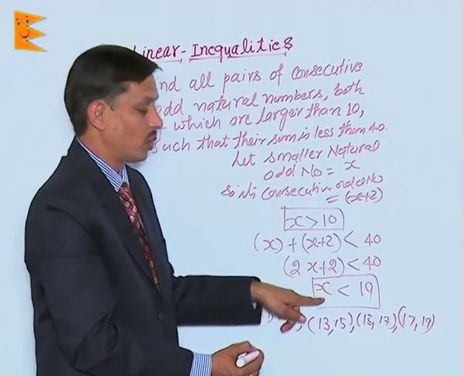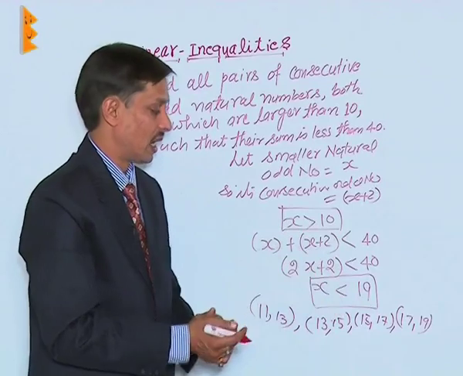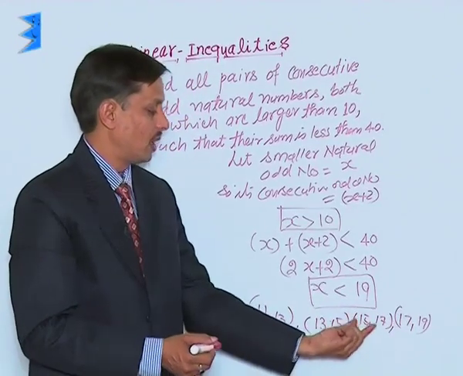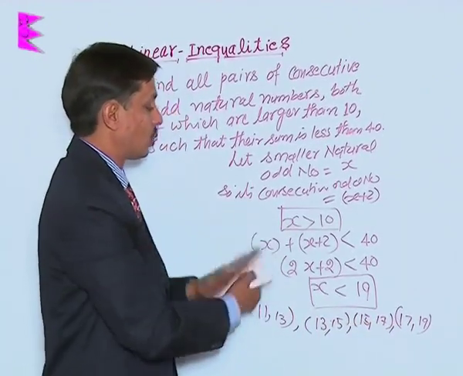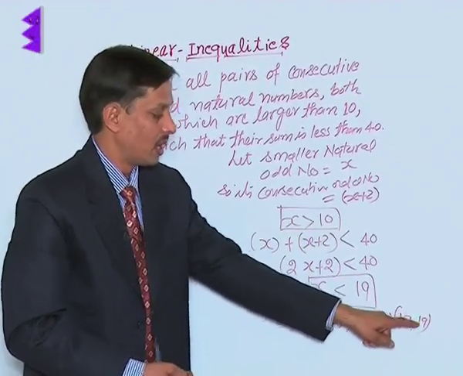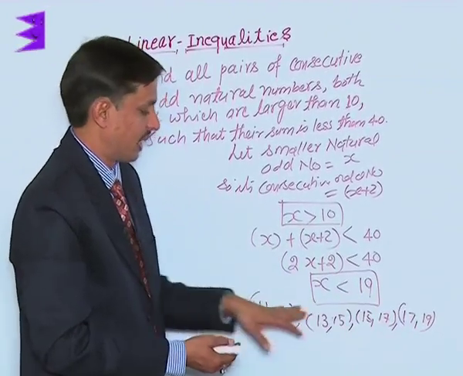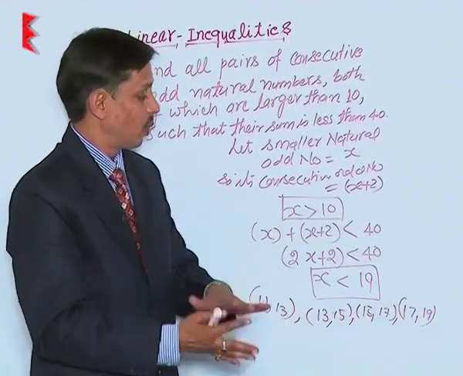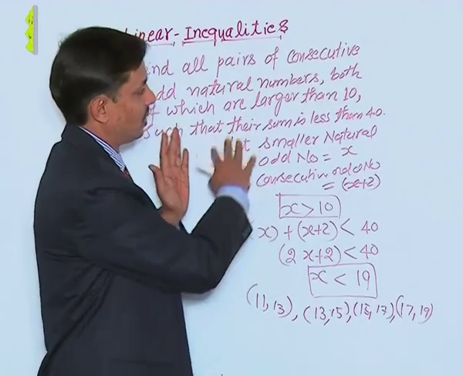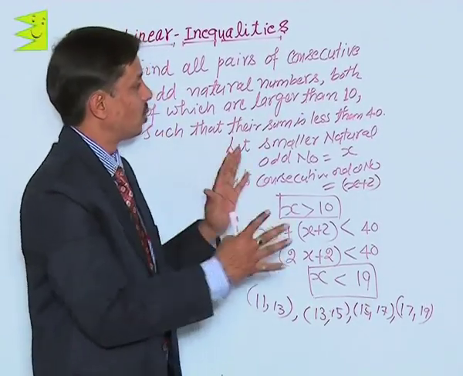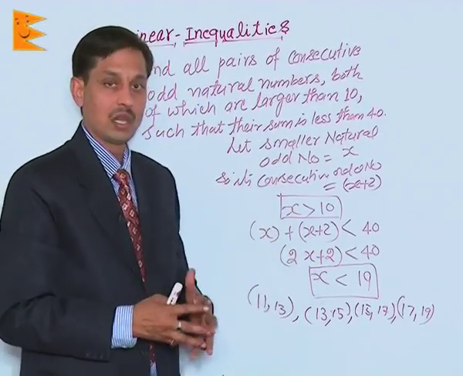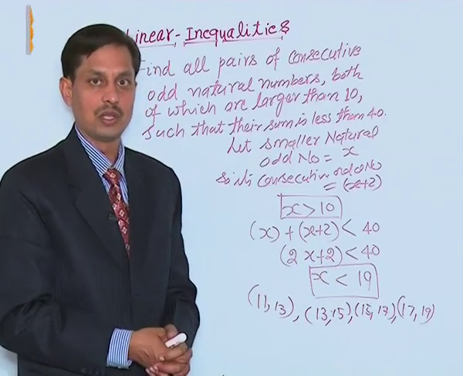But here we are bound to take x which is less than 19. So if you go to see 11, 13, 13, 15, 15, 17, their sum is less than 40. But in this case we are also finding 9 plus 7 and 1, 1. So 1 set, 2 sets, 3 sets and 4 sets. There are 4 such sets possible where we can say yes, this is the set. So even word problems are possible in case of linear inequations, and this is the method of solving these linear inequations.